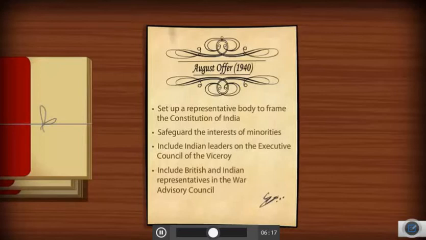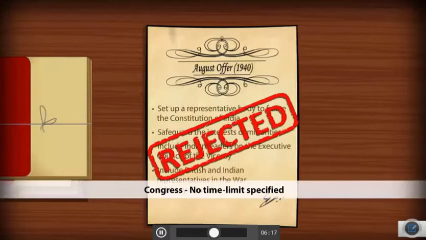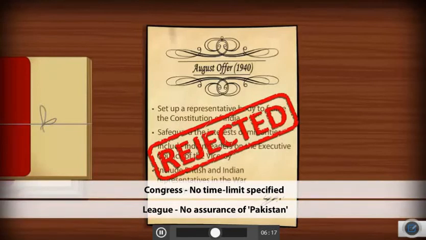However, the proposal was rejected by the Congress as it did not offer any time limit for the formation of the constitution framing body, and by the Muslim League because it did not give any assurance of a separate state, that is, Pakistan.